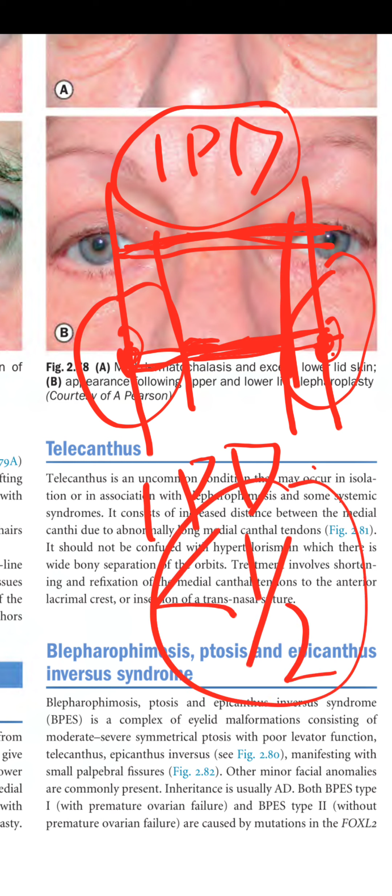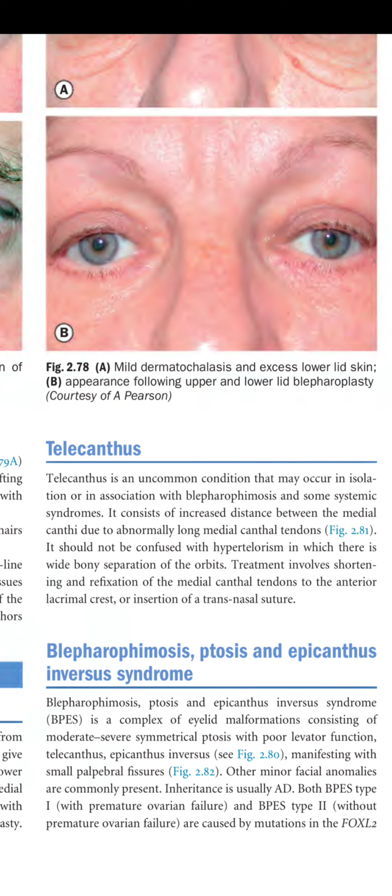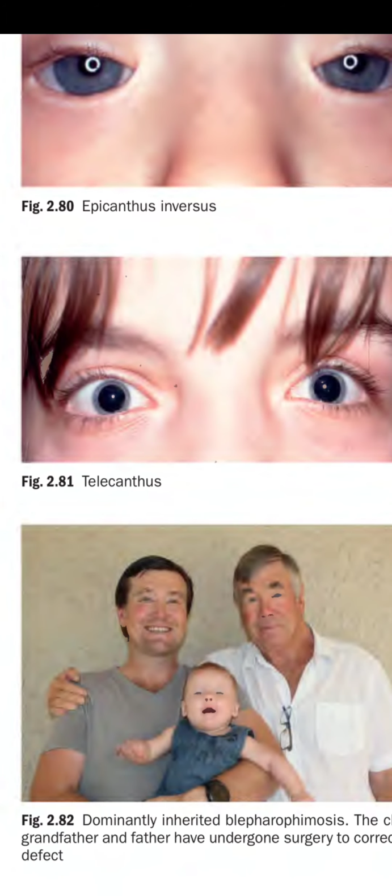But in case of telecanthus, the distance between the medial canthi is greater than half of the IPD. And we can do surgery in which there will be shortening and refixation of the medial canthal tendon to the anterior lacrimal crest, or insertion of a transnasal suture. So you can see this is a telecanthus, and there is a long medial canthal tendon, and it is giving an appearance of wide separation of the eyes.